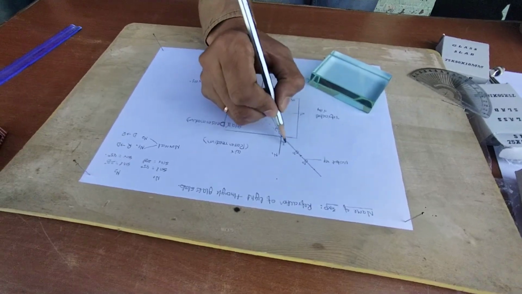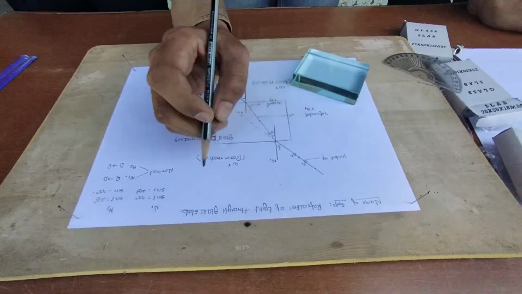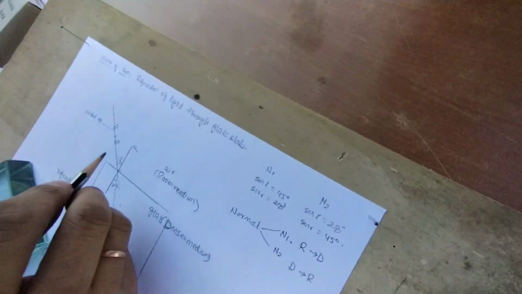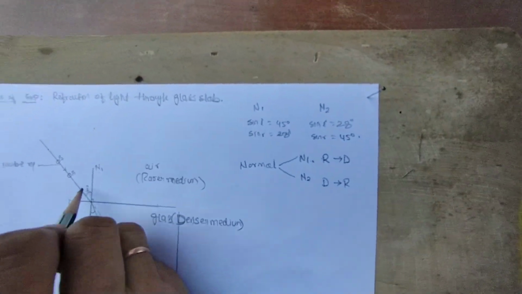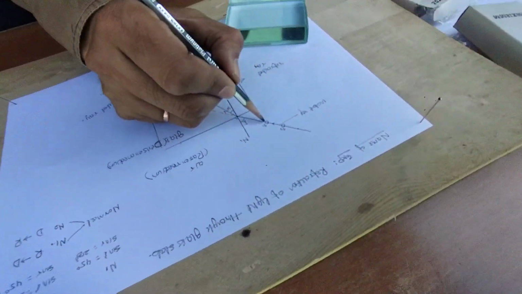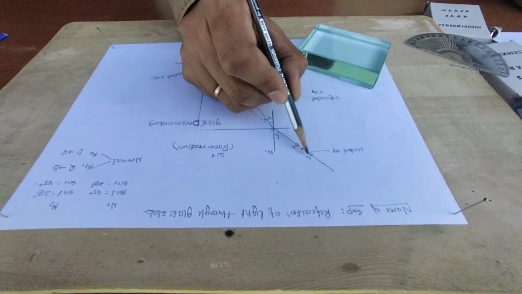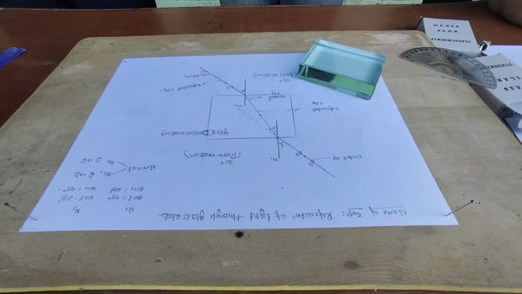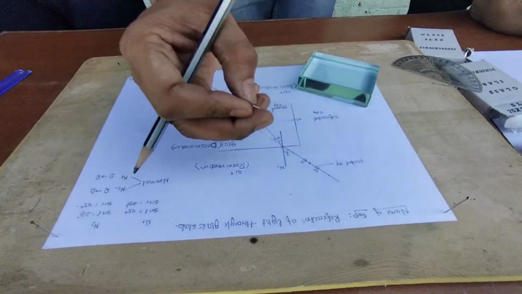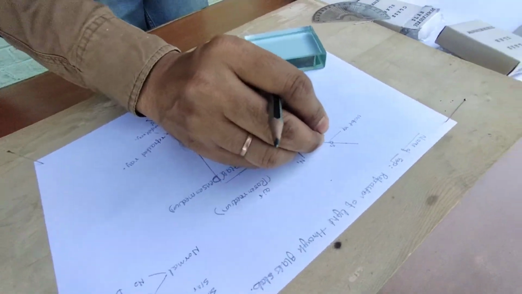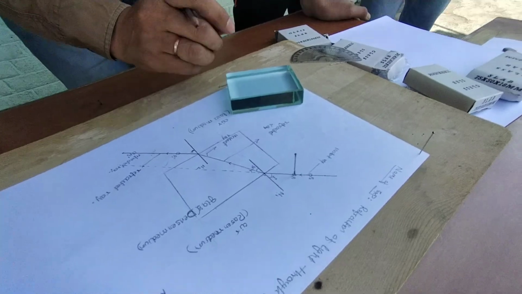And here we have taken the angle of incidence, which is 45 degrees. So when we took 45 degrees here, we have to draw the line, and here we have to take 2 points, point P1 and P2. On P1 and P2 we have to fix the pins in order to see their images on the opposite side of the glass slab.